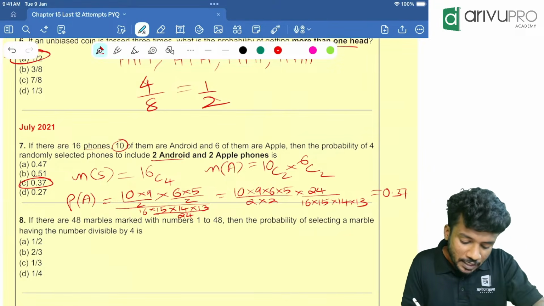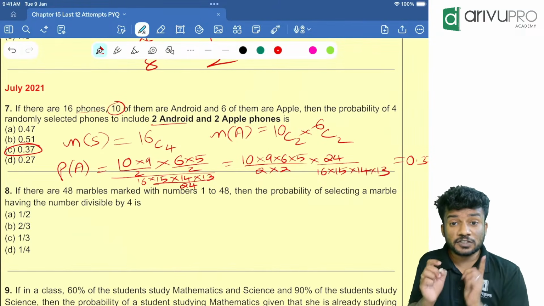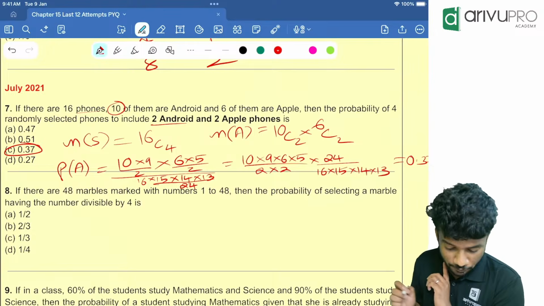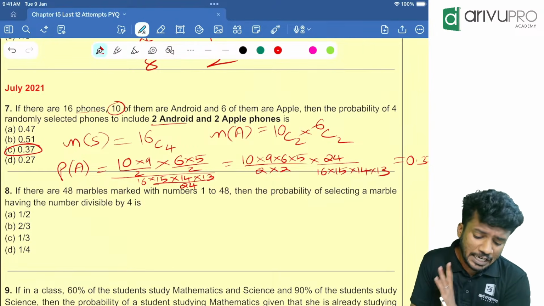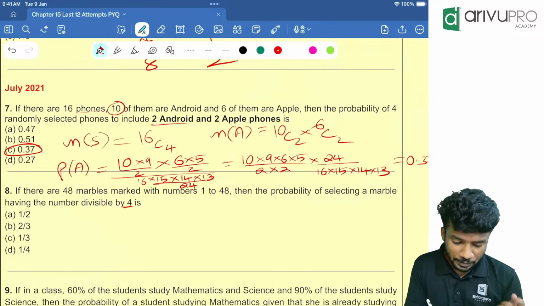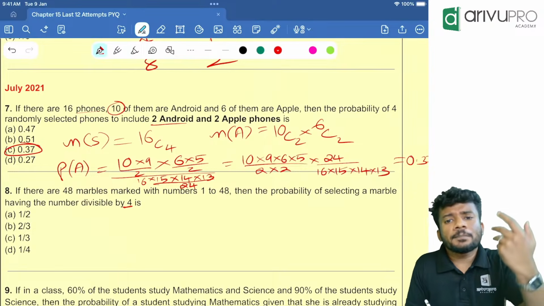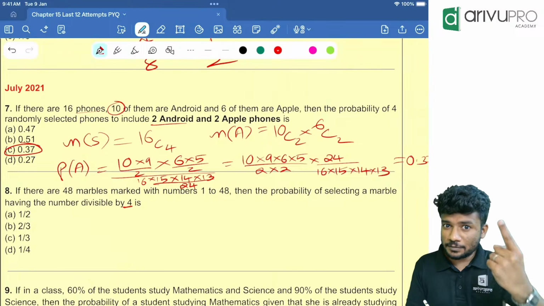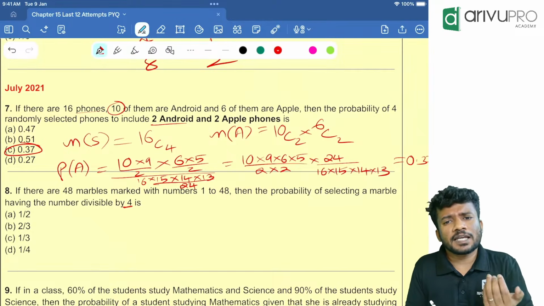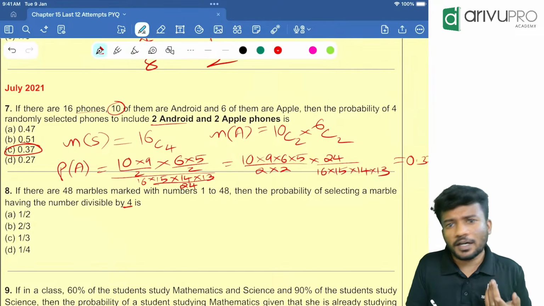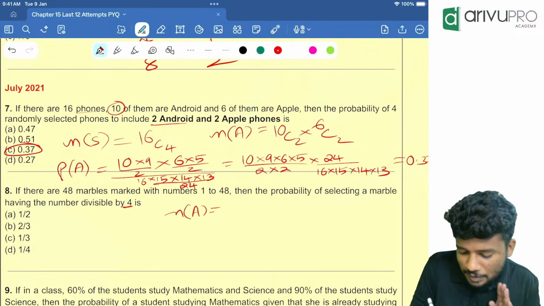Perfect. Next one. If there are 48 marbles marked with the numbers 1 to 48, this is one of the most repeated types of question, then what is the probability of selecting a marble having a number divisible by 4? People, between 1 and 48, how many numbers are divisible by 4? 4 is divisible, 8 is divisible, 12 is divisible. So just take 48 and divide by 4. You are getting 12. That means n of A is 12.